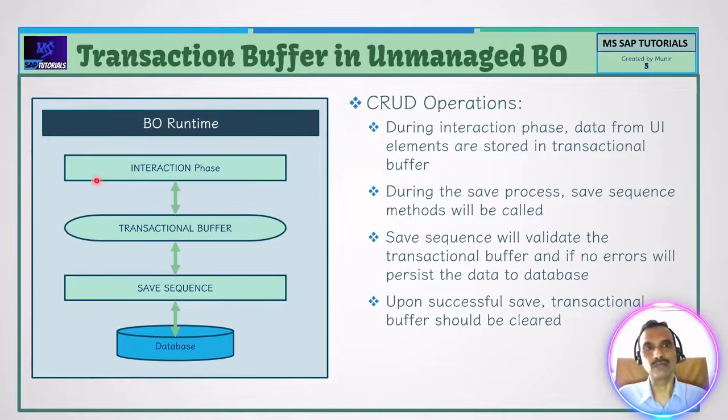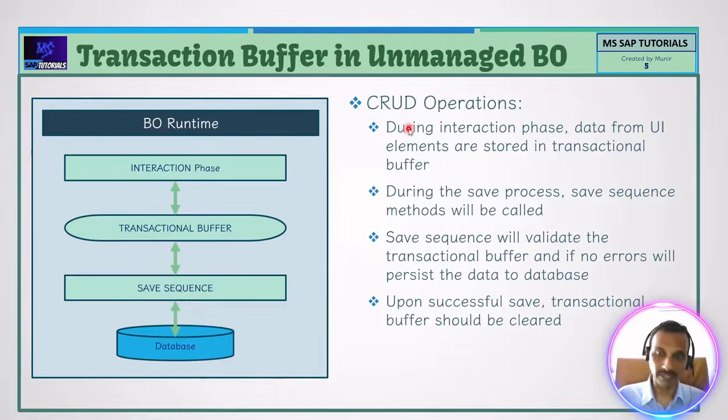Okay, now during the interface interaction phase, we will be actually calling some of the methods. Say for example, early numbering will be called during the interaction phase, because we need to fill in the key fields when the person creates or clicks on the create button. At that point in time, we need to have the key fields defined. Then that will be called during the interaction phase.